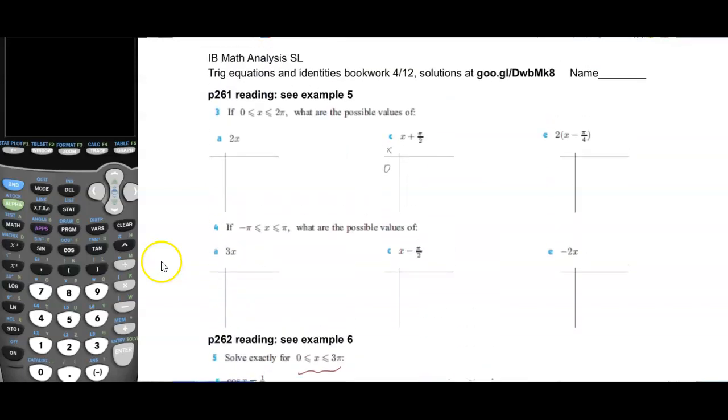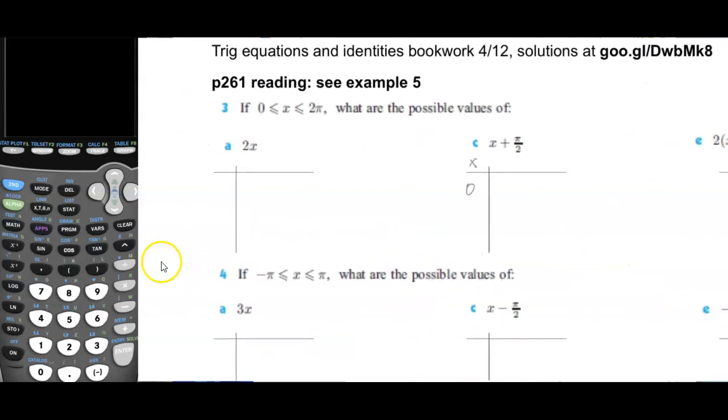Okay, so what we need to do is we need to translate our domain to see what angles are candidates to satisfy the equations. So, for example, if our original domain is 0 to 2 pi, what is our domain if the input to sine and cosine is 2x? Well, we need to double all the angles, right? So 0 becomes 0, and 2 pi becomes 2 times 2 pi, which is 4 pi. So our new domain is going to be 0 is less than or equal to 2x is less than or equal to 4 pi. Okay?